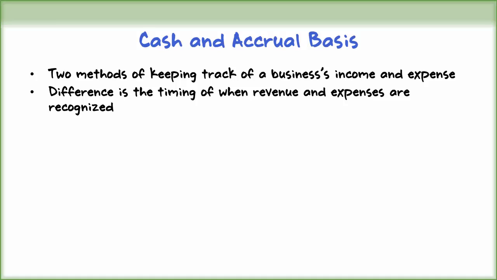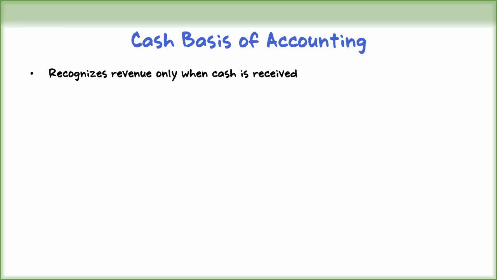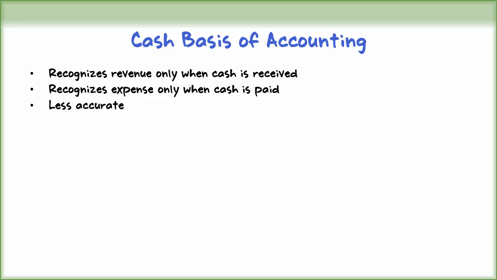are recognized. Under the cash method, revenue is recorded when cash is actually received, and expenses are recorded when they actually pay out cash. The cash basis of accounting is less accurate. It is not in accordance with generally accepted accounting principles, or GAAP.